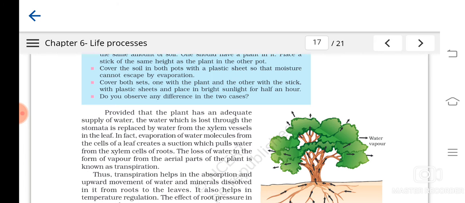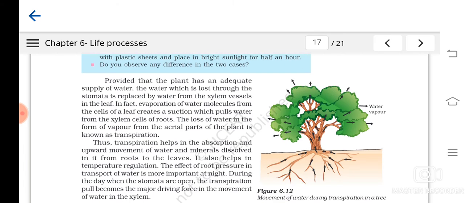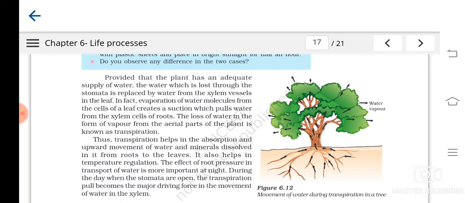Understood? So when water is lost due to transpiration, what is transpiration? It's the loss of water in the form of water vapor. When transpiration occurs, that water column experiences a pulling force, isn't it? Just imagine you are sucking the juice from a bottle with the help of a straw. So you will get a continuous supply of that liquid. Why? Because you are sucking it.